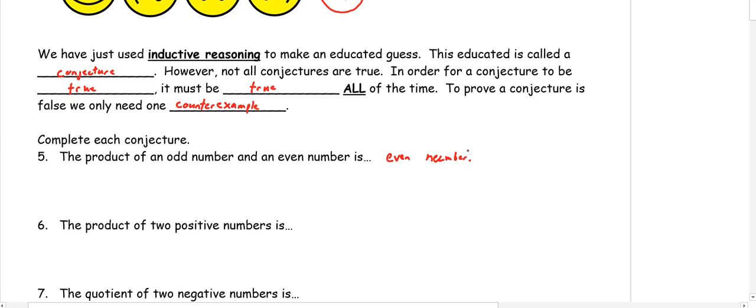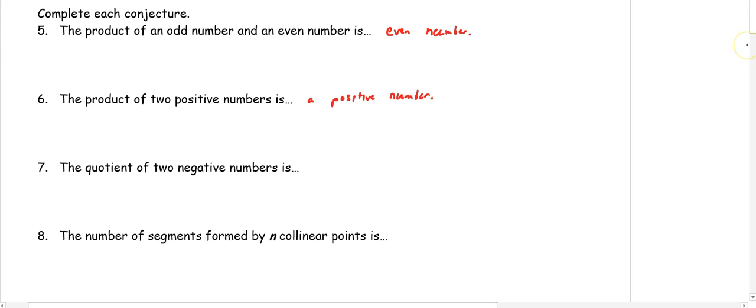Number 6, the product of 2 positive numbers. So think of any 2 numbers that you multiply, you're always going to get a positive number. Think about 3 times 2, 5 times 8, 10 times 11. All of those multiply out to a positive number. Number 7, the quotient of 2 negative numbers is. When I take 2 negative numbers and divide them, I'm always going to get a positive number. Because remember, 2 negative signs always make a positive number.